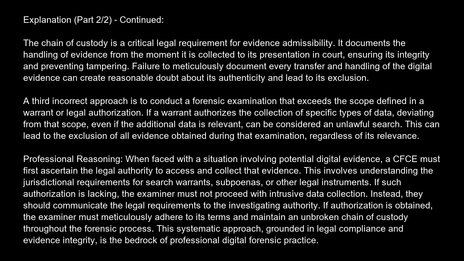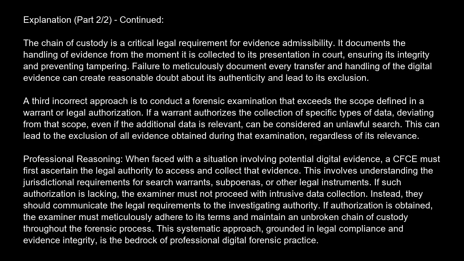A third incorrect approach is to conduct a forensic examination that exceeds the scope defined in a warrant or legal authorization. If a warrant authorizes the collection of specific types of data, deviating from that scope, even if the additional data is relevant, can be considered an unlawful search. This can lead to the exclusion of all evidence obtained during that examination, regardless of its relevance.